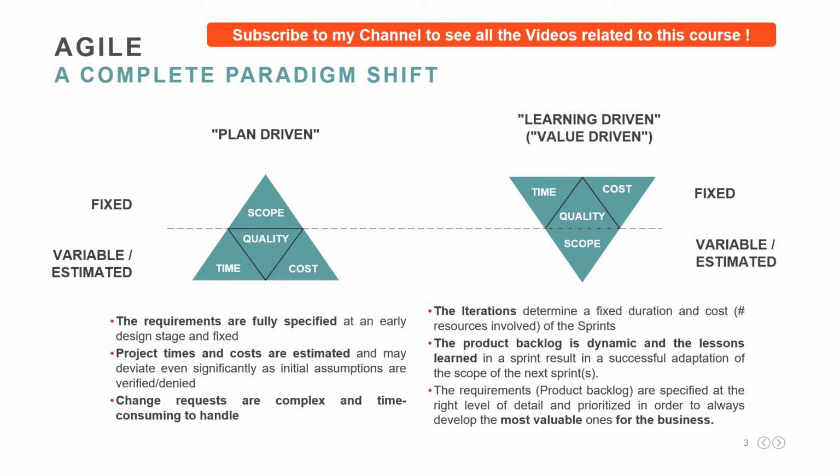The scope is variable because the requirements, also called in Agile the product backlog, are dynamic and the lessons learned in a sprint result in a successful adaptation of the scope for the next sprints. Quality as well is in the fixed part of the model, since in Agile the dynamics that often occur in Waterfall projects that force compromise in quality are less likely to happen. On the contrary, Agile stresses practices that focus on quality, for example code review, peer review, test-driven development, continuous delivery, and so on.